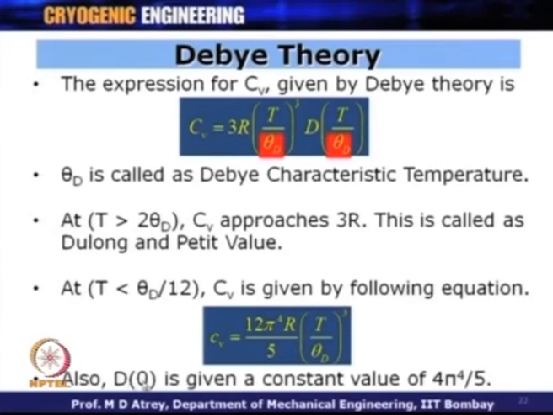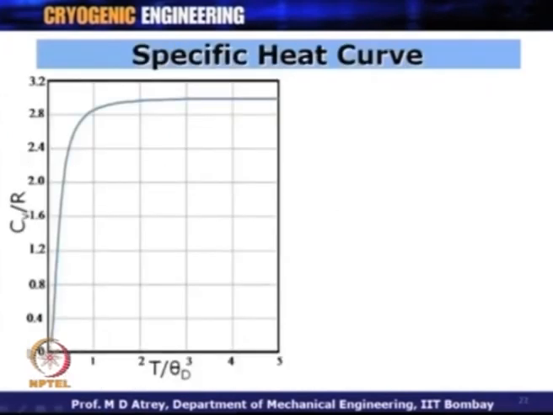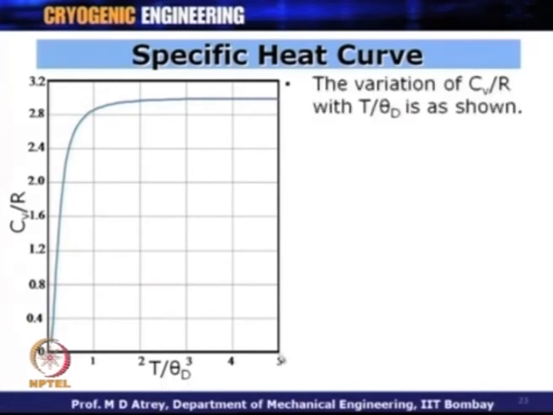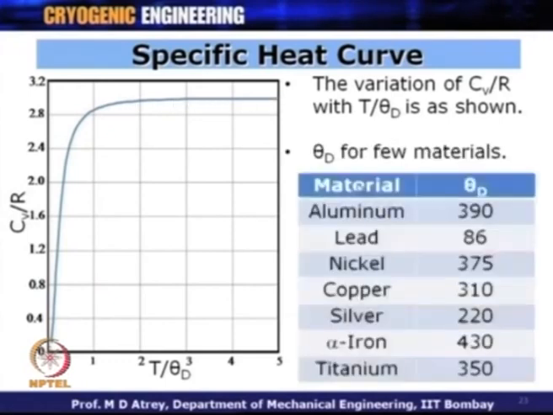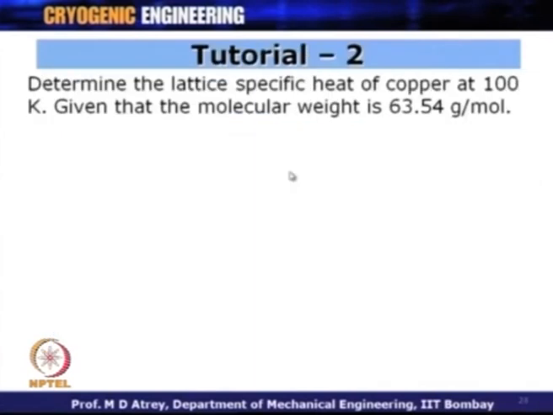At low temperature, the constant value is 4 pi to the power 4 by 5. So, this particular curve shows the Cv by R variation against T by theta d values, alright. This variation of Cv by R versus T by theta d is a cubic at low temperature and it is constant at higher temperature as we have seen earlier. We know the theta d values for various materials and they are as given over here in the table. Now, based on this, we will solve the second tutorial.